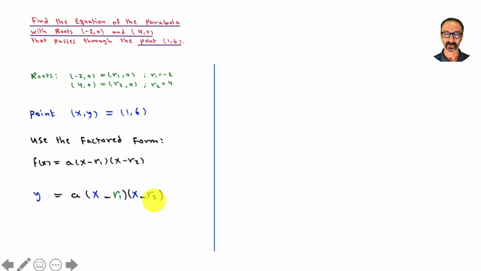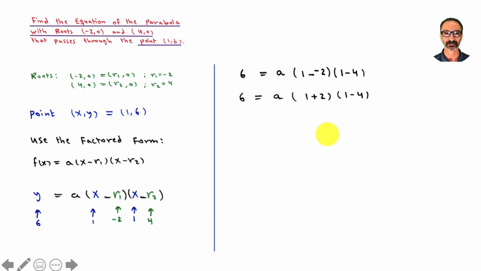For r1 and r2, I'm going to use the numbers in green, negative 2 and 4. Of course, you have to pay attention to the subtraction and the minus sign. And for x's and y's, I have 2 x's this time. I'm going to use 1 and 6, just like that. Now, as I said, you have to pay attention to the minus sign. 1 minus negative 2, because r1 is negative 2, will change to 1 plus 2.